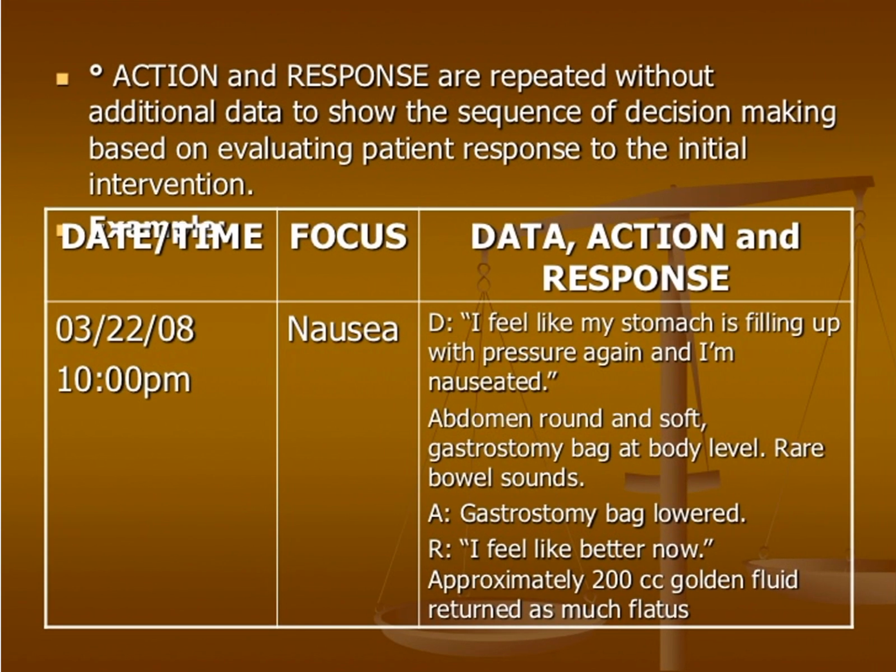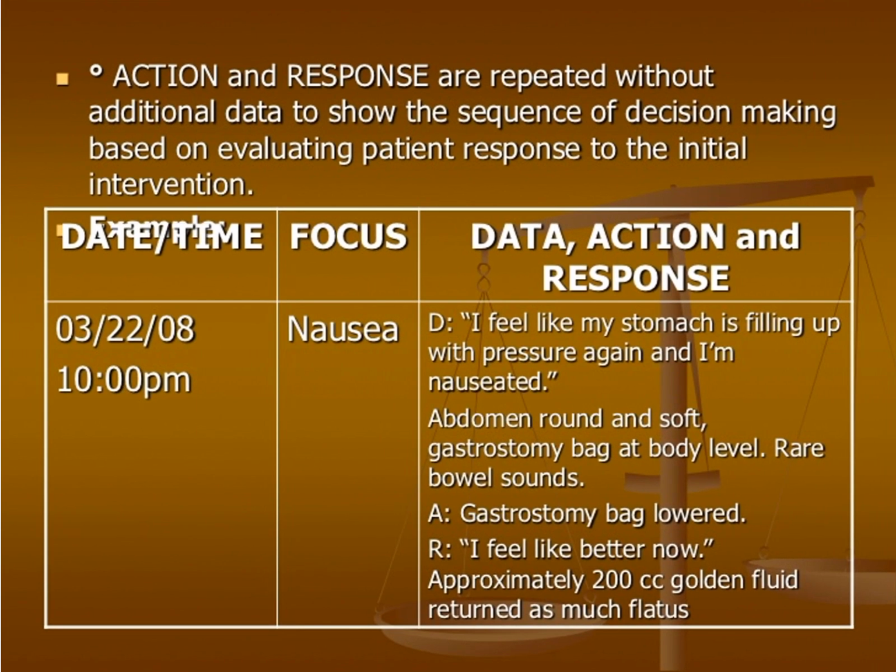Here in the example, it is good that we have subjective and objective data. In your objective data: abdomen round and soft, gastrostomy bag at body level, rare bowel sounds. Then we proceed with A, or the action, which means your nursing interventions. We have here: gastrostomy bag lowered. It's a nursing intervention. After that, we have the R, which means response, reflecting the evaluation phase in your nursing process. We have here: I feel better now. That is subjective data that can be used as a response. We also have an objective data response: approximately 200 cc golden fluid returned, much flatus. That is objective data.